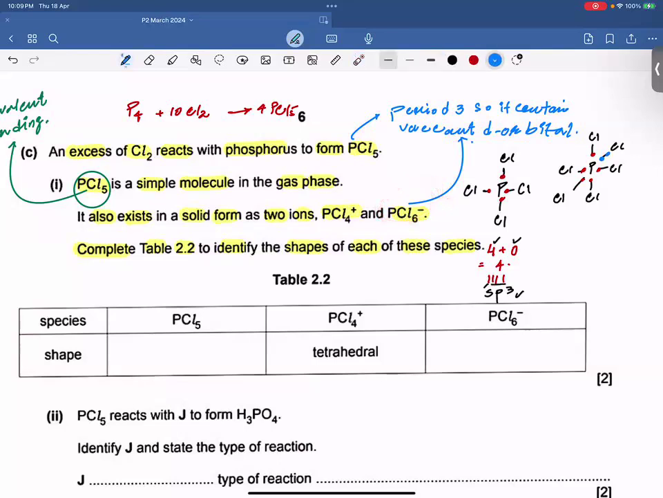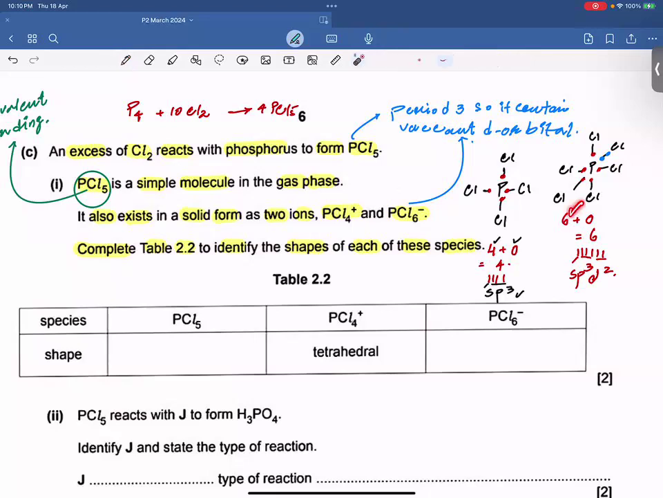So how many single bonds around phosphorus in this case? 6. Is there any lone pair around phosphorus? No. So in total we have 6. Let's make 6 lines in order to understand the hybridization. The first one is the s orbital. The 3 lines show the p orbital. The remaining 2 lines show the d orbital. So hybridization is going to be sp3d2 according to my lecture. Whenever you have 6 single bonds and 0 lone pairs with sp3d2 hybridization, geometry is going to be octahedral.